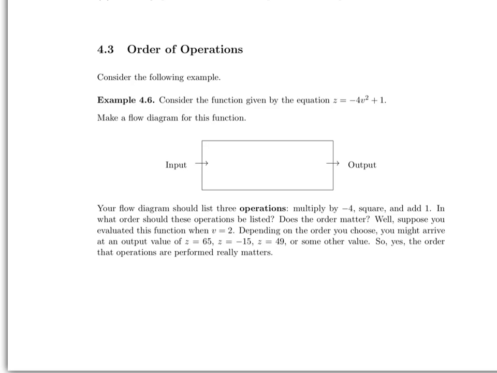First of all, notice that the letter v in the equation is playing the role of the input variable. So I'm going to begin by just writing a v next to the input. The letter z is playing the role of the output, and so I will write a z there. Now, go ahead and pause the recording and see if you can list the operations that go inside this box that enable you to calculate the output. Then continue playing the recording.